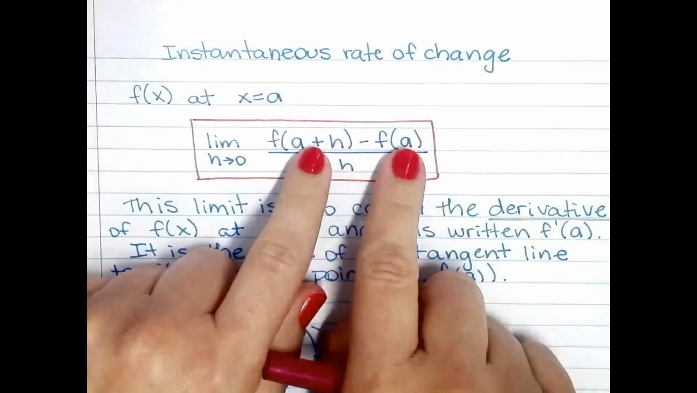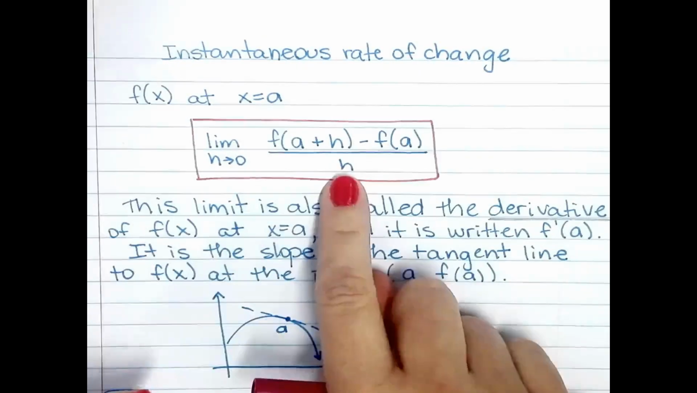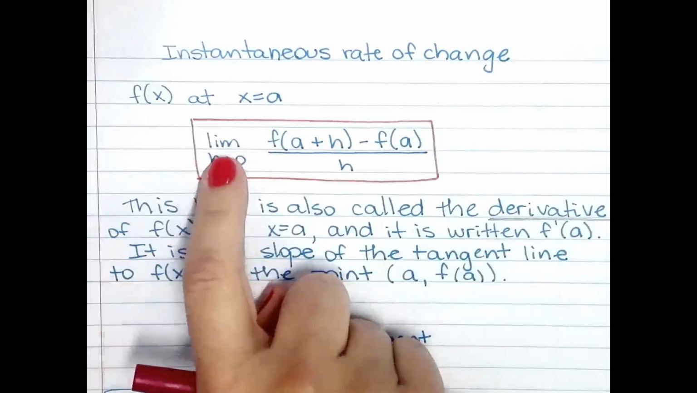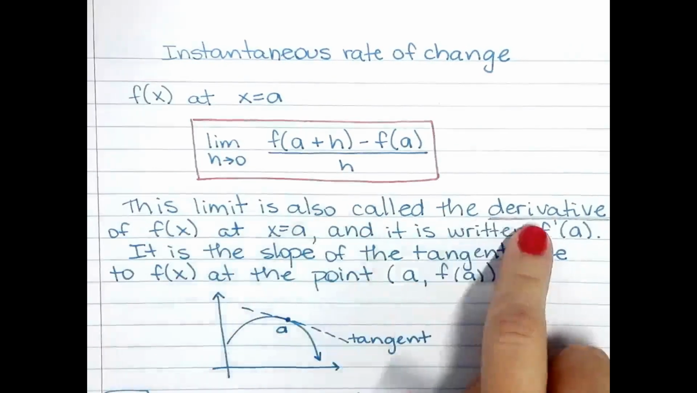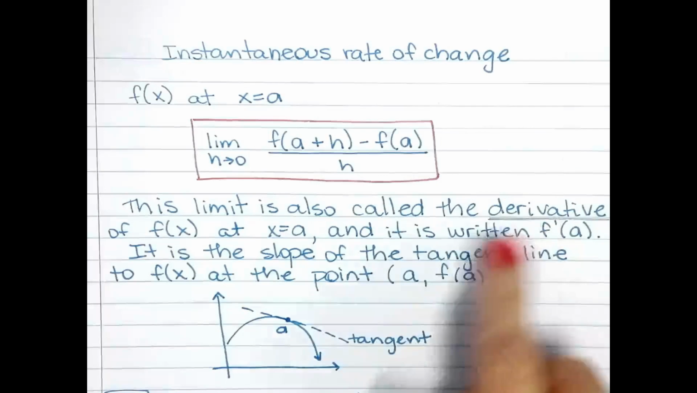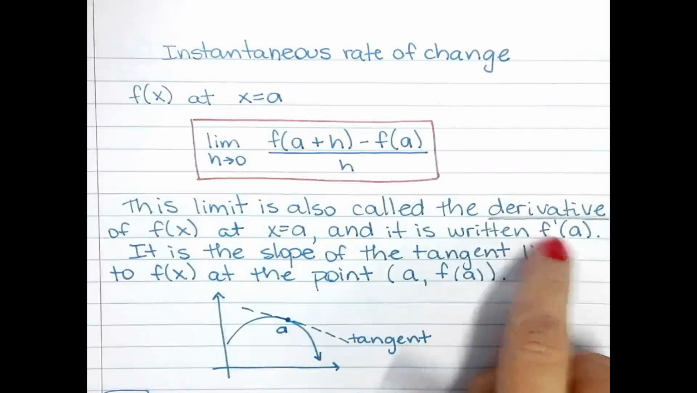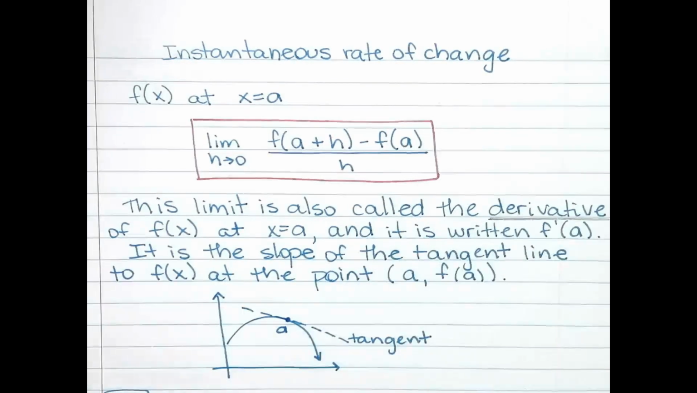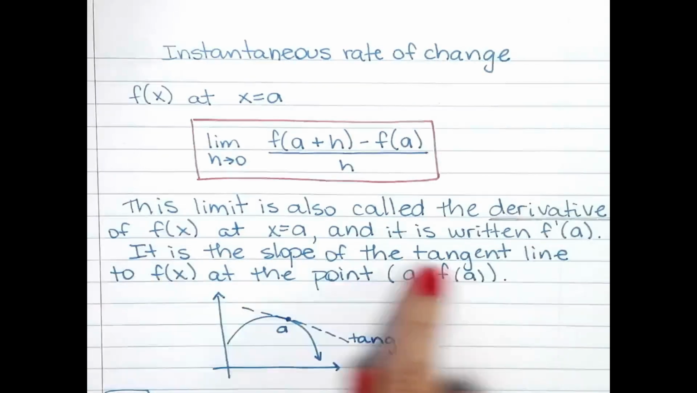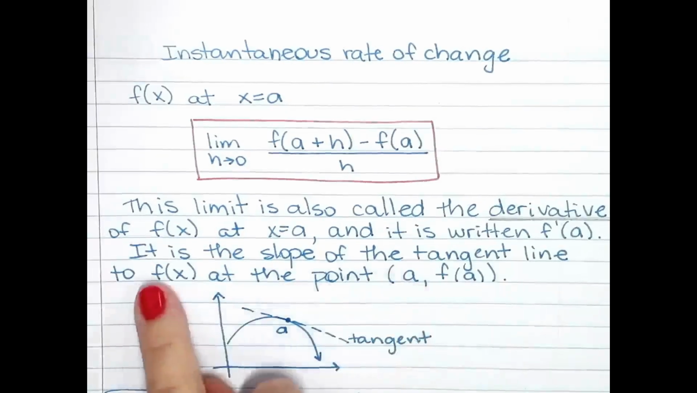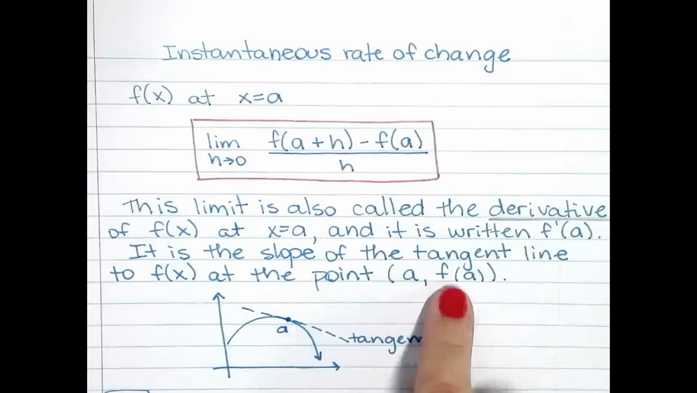So we're going to find the difference in the y and then over h, but this is the limit. And this limit is also called the derivative. The way you read it is f prime of a, okay? And it's the slope of the tangent line to f of x at a point a, f of a.